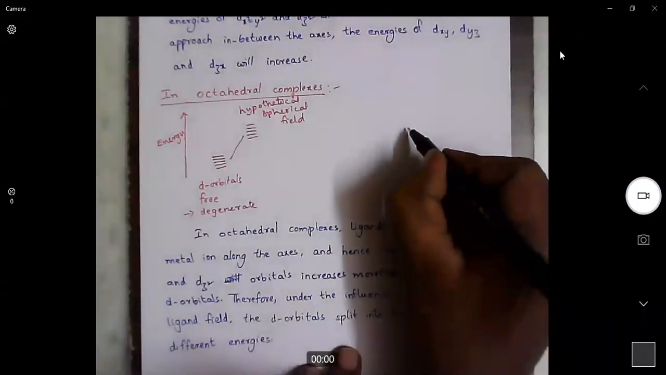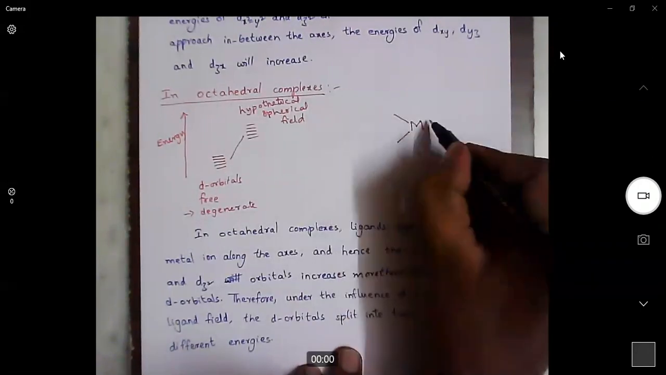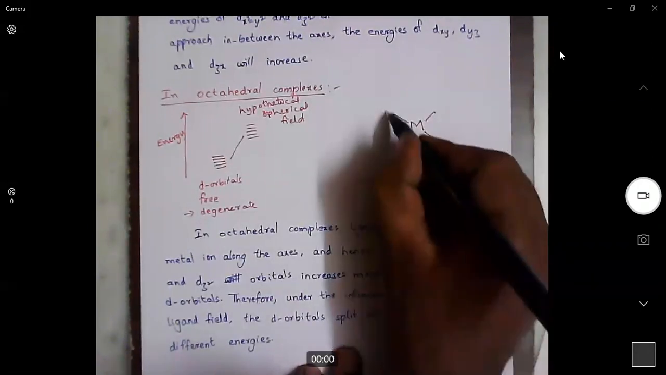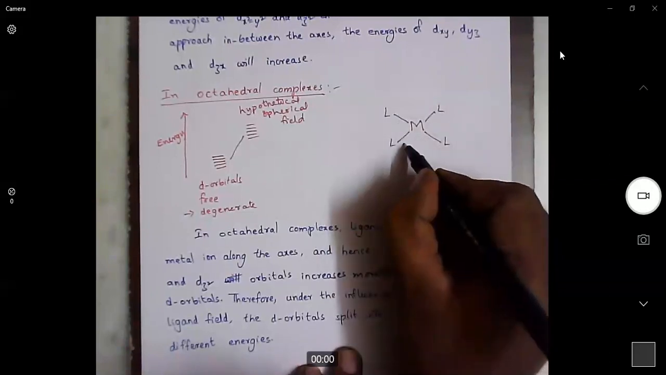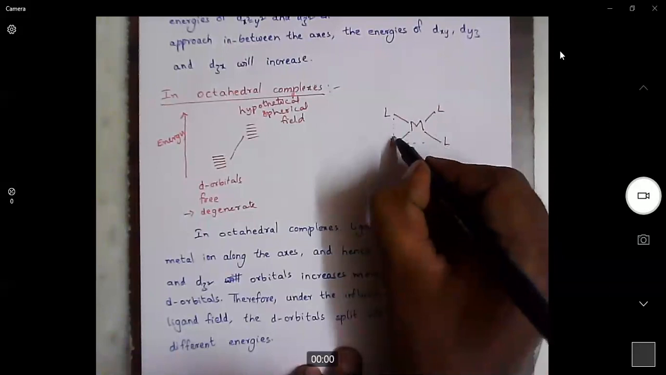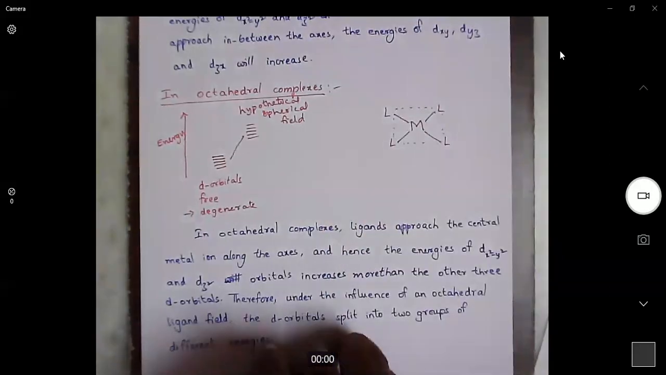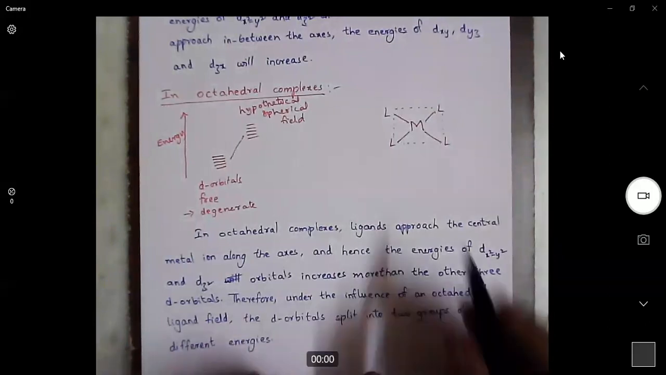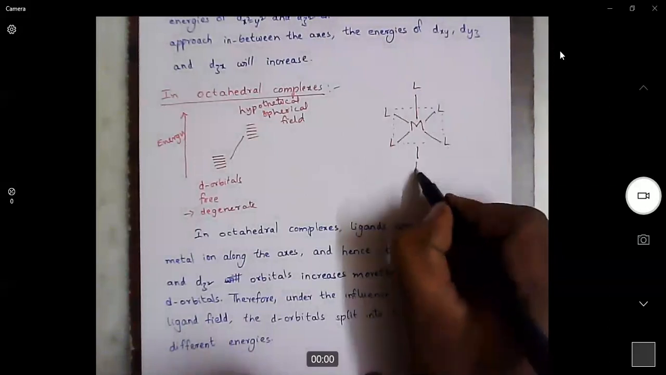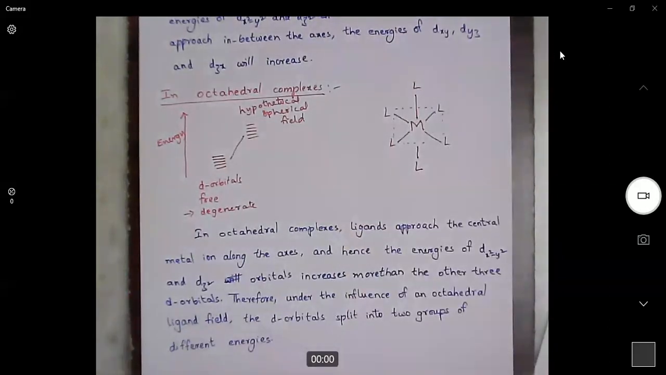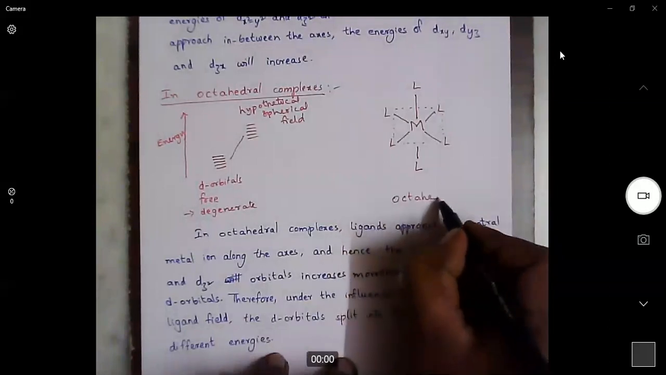octahedral complex. Octahedral complexes have 6 ligands. 4 ligands are in the plane, and it will have a square shape. One ligand will be above the plane, one ligand will be below the plane. So this is the octahedral shape.